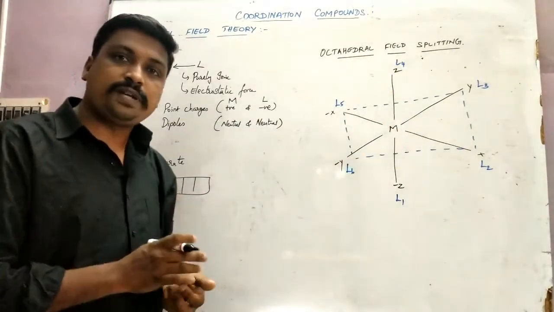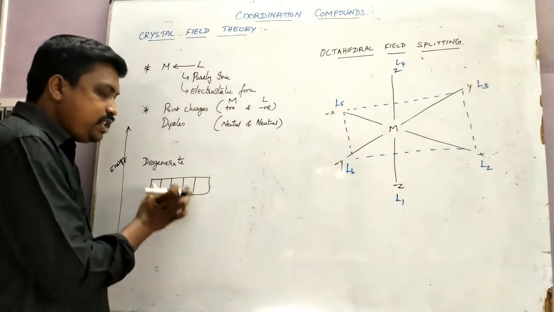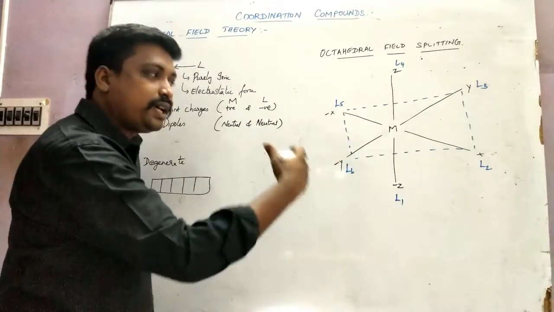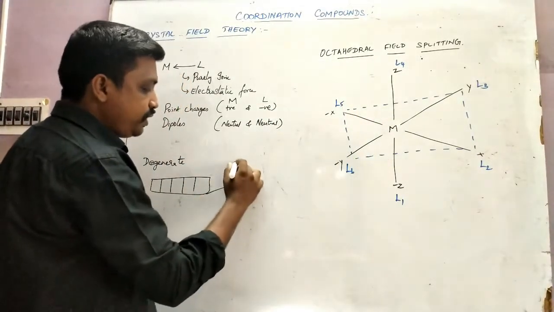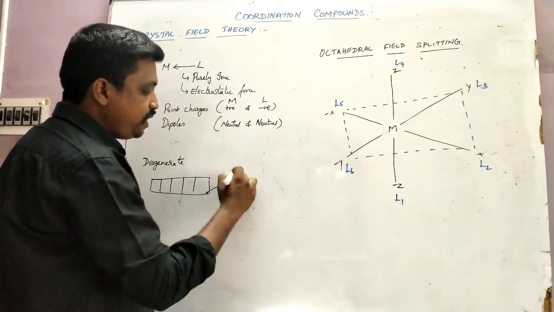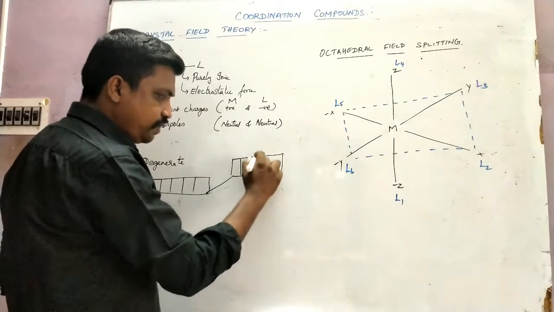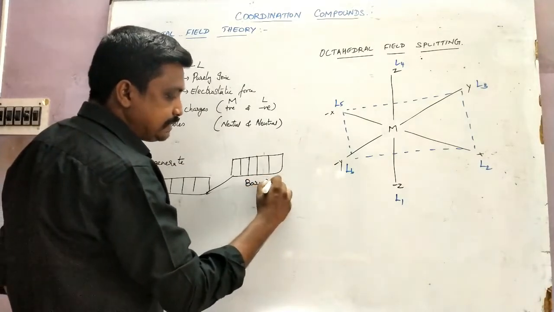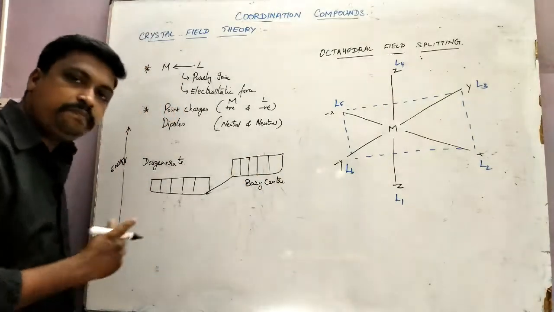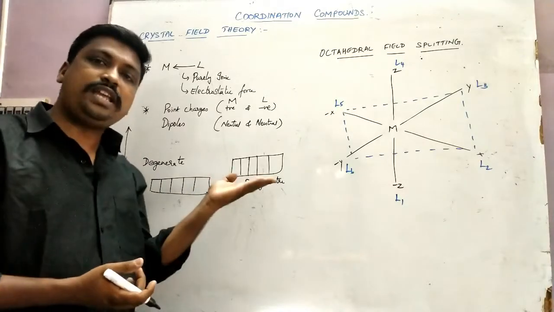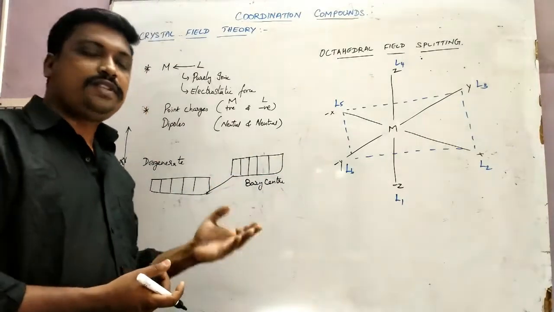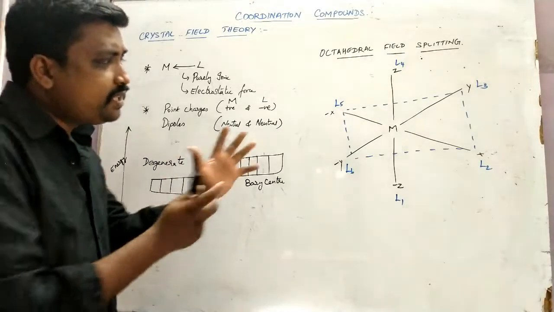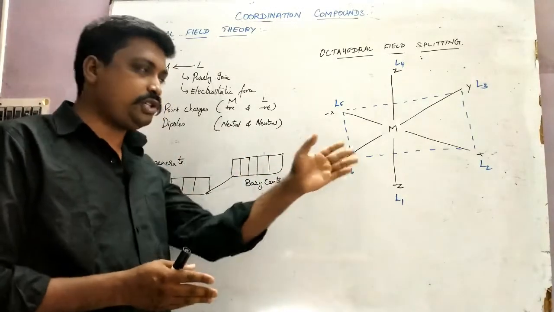Now what happens is that the 5 degenerate d orbitals of the metal, because of the field created by the ligands, will have an increased energy. Now the 5 will have the same energy. It is termed the barycenter. Before bond formation, the energy of the orbitals is increased by the field of the ligand, which is termed the barycenter. Now how are the ligands approaching? Look here.